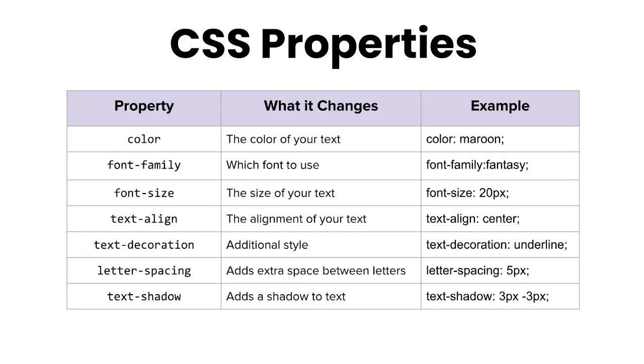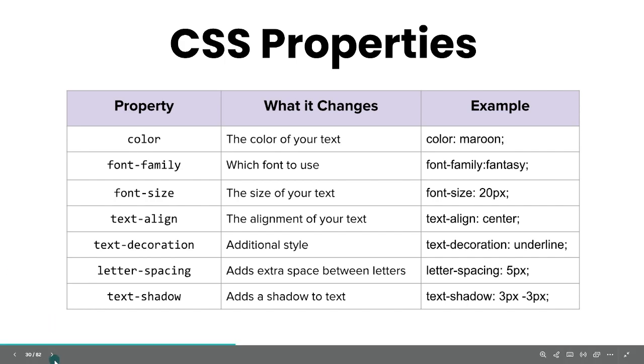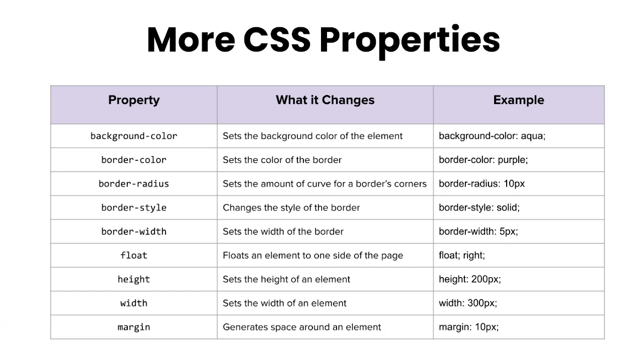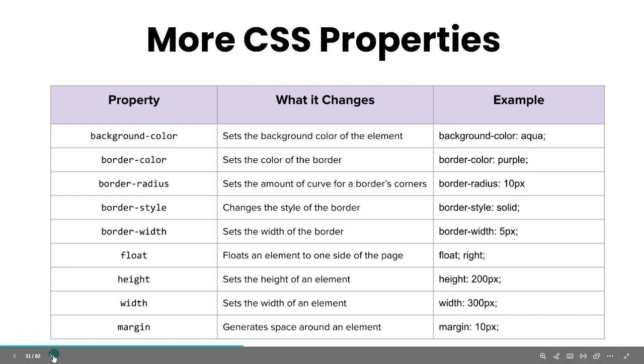Some of the most popular CSS properties are color, font family, font size, text align, text decoration, letter spacing, text shadow, background color, border radius, float, height, width. So we'll be doing a lot of things in CSS in the next coming lessons.